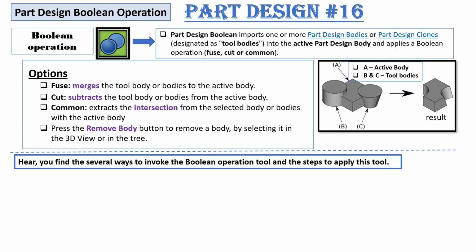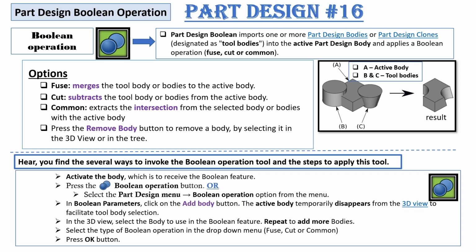Here you find the several ways to invoke the Boolean operation tool and the steps to apply this tool. First, activate the body, which is to receive the Boolean feature, and follow the steps as shown here.